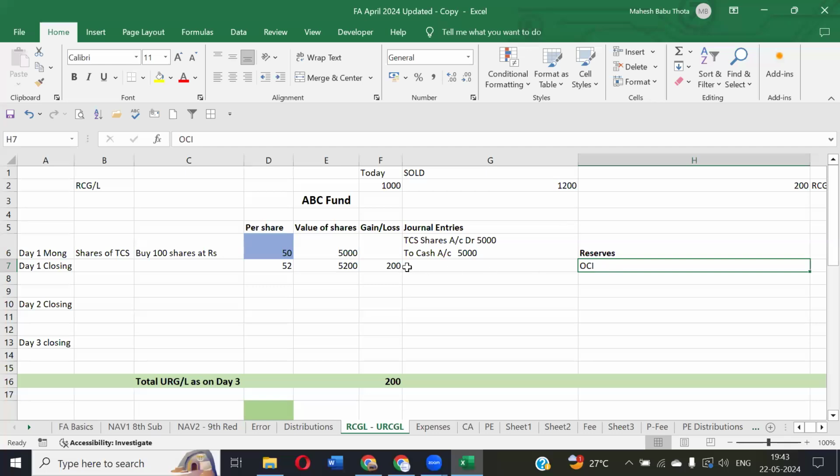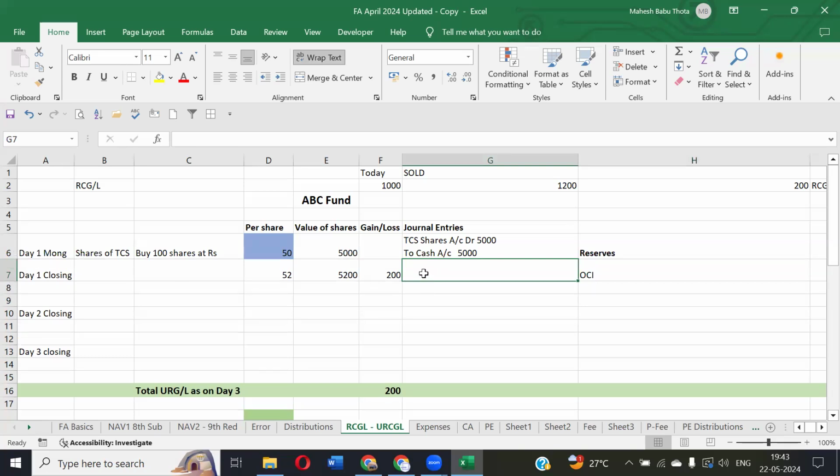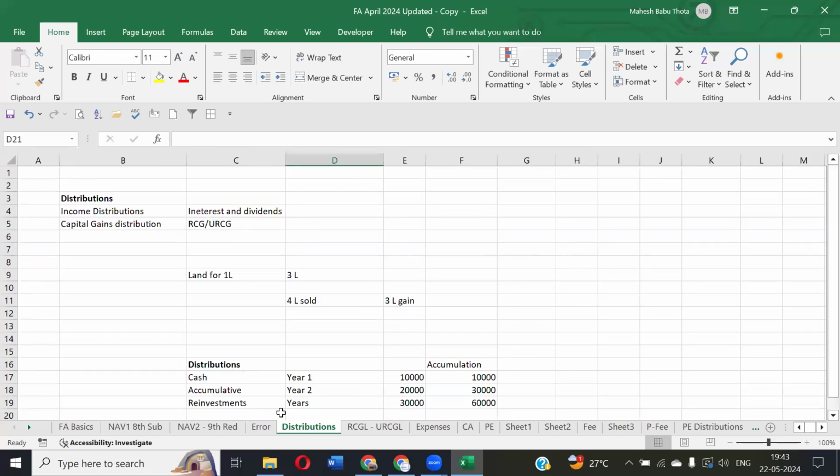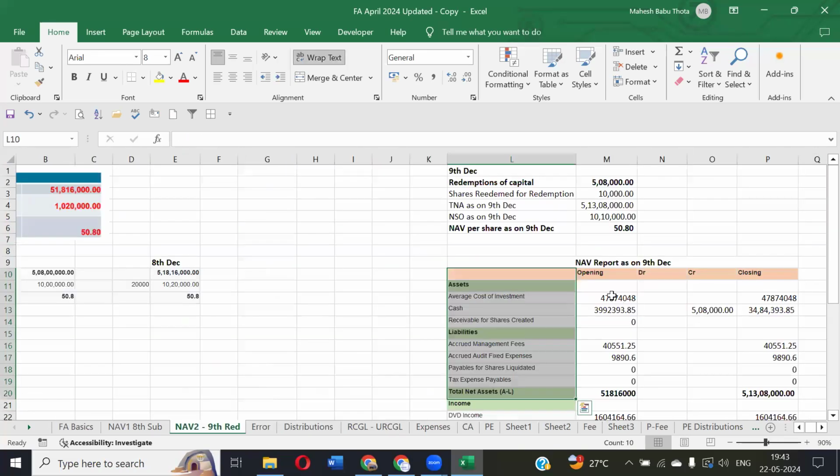Okay. So if you want to write a journal entry for this unrealized capital gain, how do we write the journal entry? Can anyone tell me? If the asset is increasing from 5,000 to 5,200 rupees, are we going to debit this asset value or credit that asset value? Yesterday only we discussed it. Asset value increased or reduced? If an asset is increasing, are we debiting or crediting?